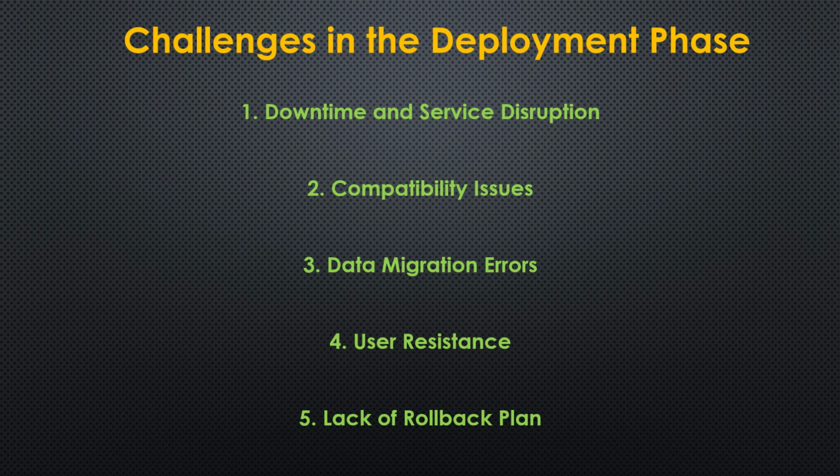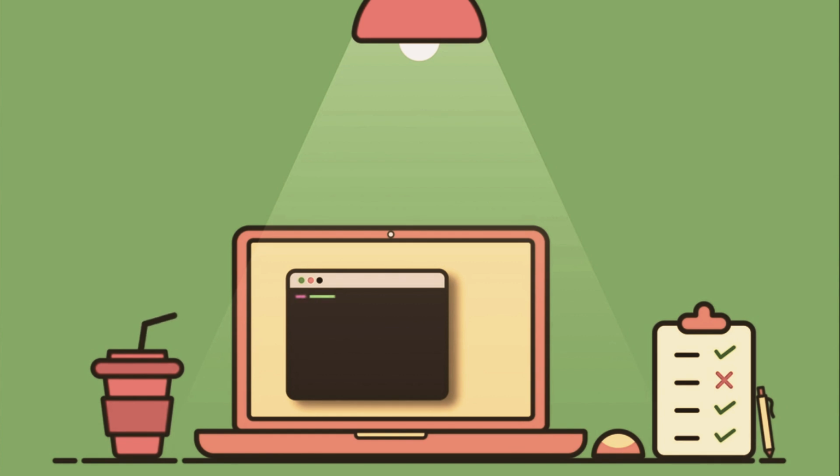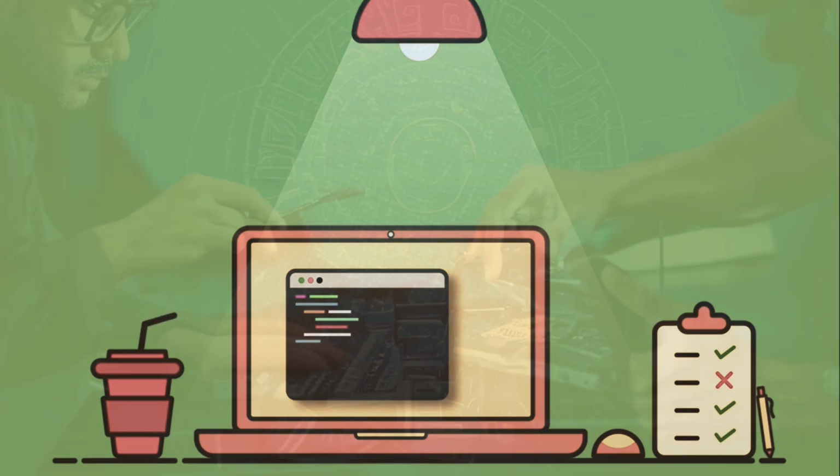User resistance. Users may resist changes, especially if the new system significantly alters their workflows. Lack of rollback plan. Without a proper rollback plan, it can be difficult to revert changes in case of failure. Let's see our next step in SDLC phase.